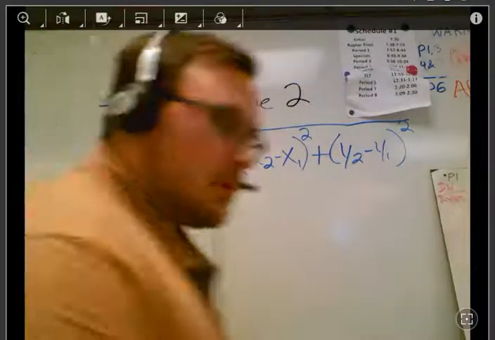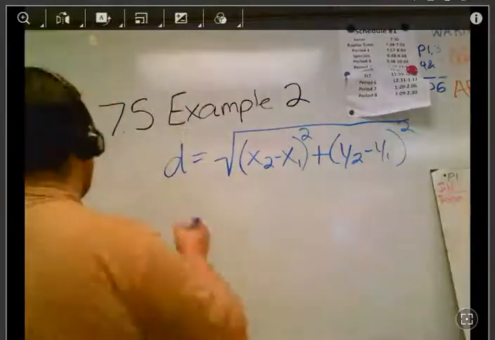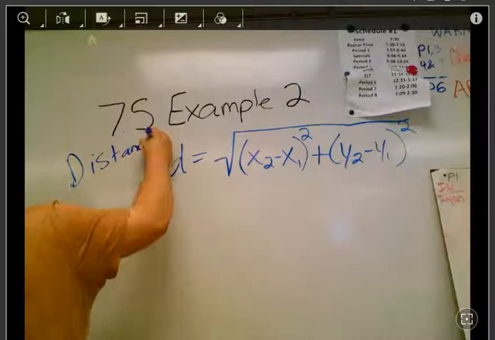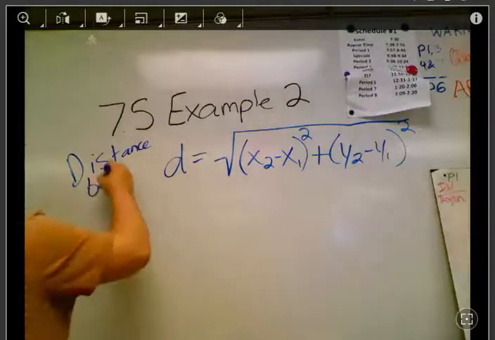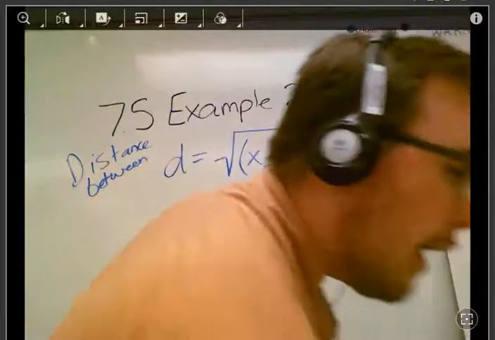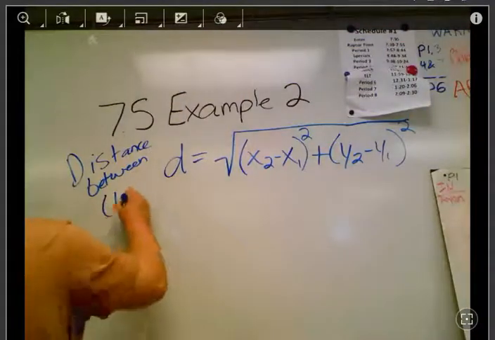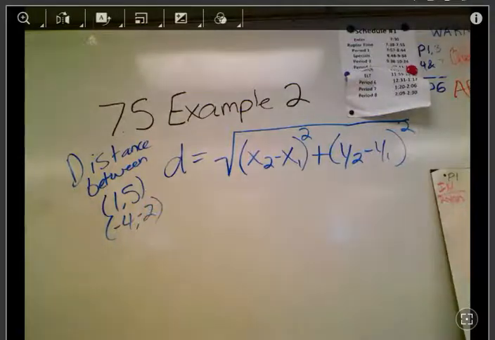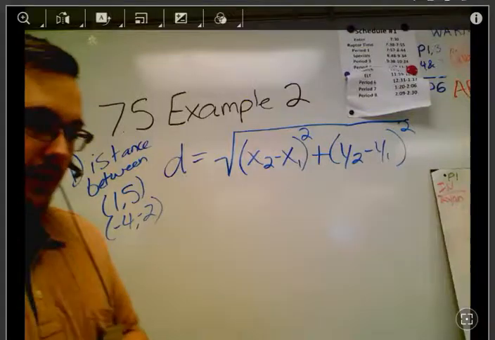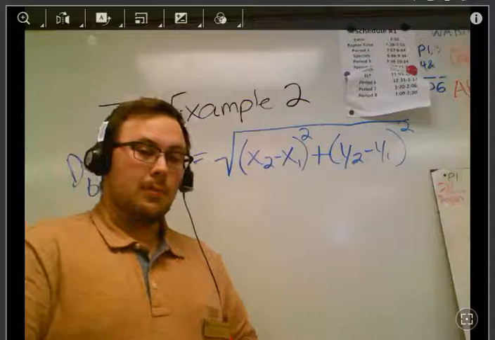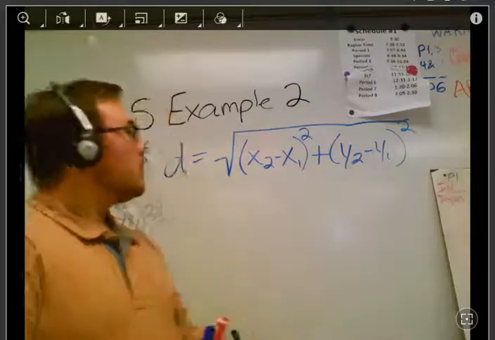So our points, what points are we given? We need to find the distance between 1, 5 and -4, -2. So we need to find the distance between these 2 points. This equation, the distance formula, actually relates directly back to the Pythagorean theorem. That's kind of where it comes from. We'll see that in our example.